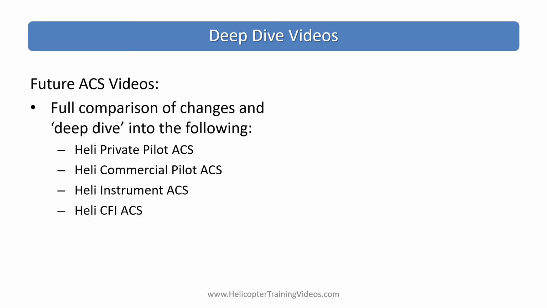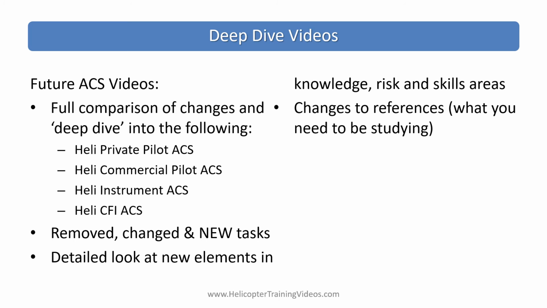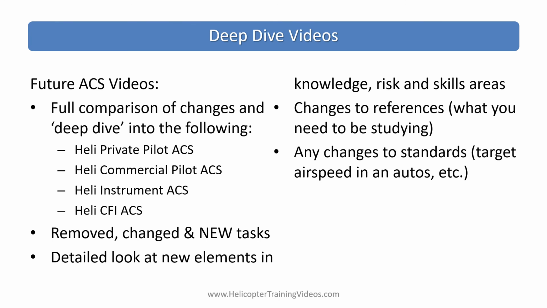So this was the first in a series of videos. This is the general starter video that will tell you about the big differences that are common across all of the ACS. And then we're going to deep dive into the private, commercial, instrument and CFI and really look at how the tasks have changed and what the individual elements are that are different and what you need to be thinking about. We'll also talk about what's been removed, what's been changed, changes to references, what you need to be studying, and any changes to standards.